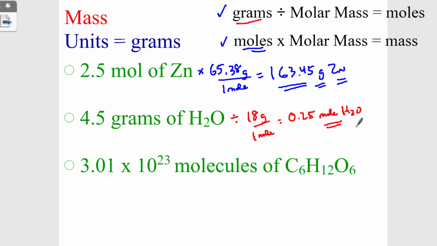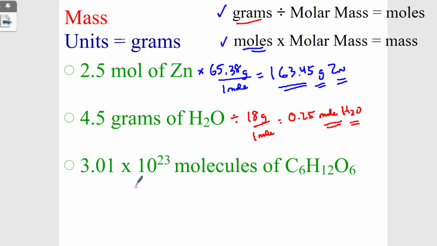Remember, always put your number, your units, and what it's assigned to. And so this went from grams divided by molar mass, and it gives me 1/4 mole. Now think about it. If water is 18 grams for every 1 mole, and we have 4.5 grams, do you see why that's 0.25 moles? Again, it's just a ratio. If you don't know how to do it, set up a proportion.